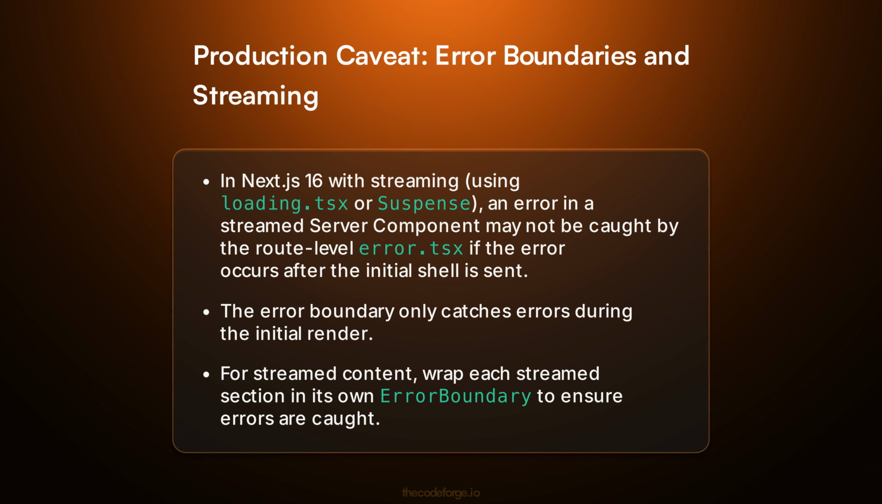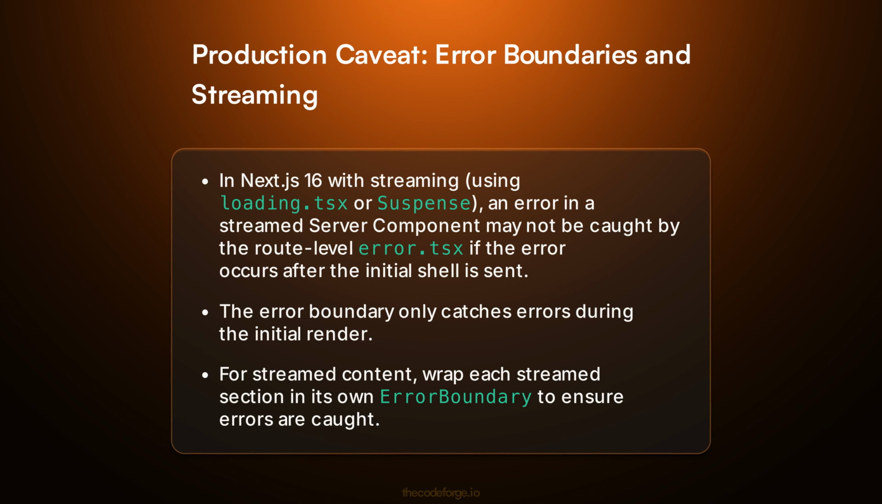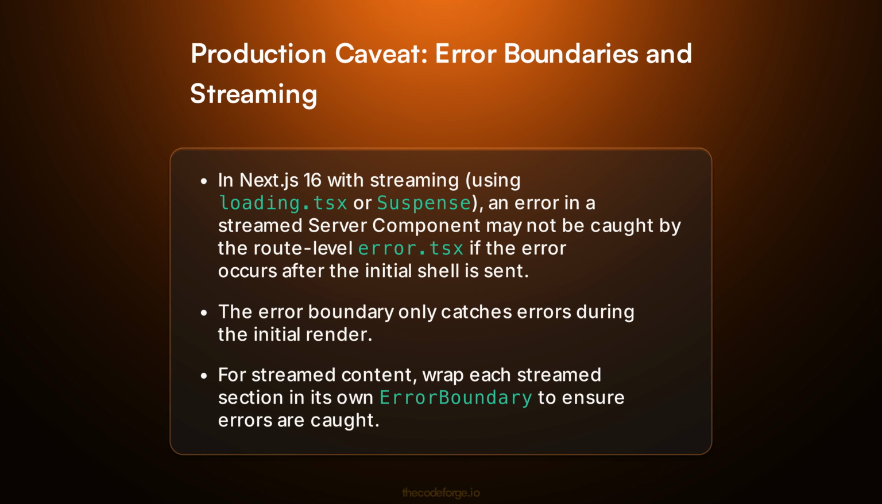In Next.js 16 with streaming, using loading.tsx or Suspense, an error in a streamed server component may not be caught by the root-level error.tsx if the error occurs after the initial shell is sent. The error boundary only catches errors during the initial render. For streamed content, wrap each streamed section in its own error boundary to ensure errors are caught.